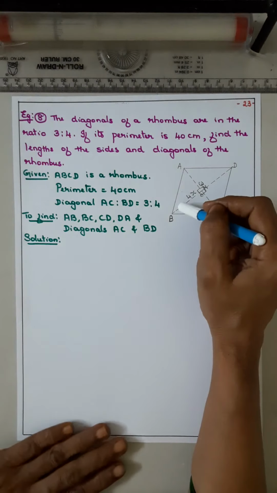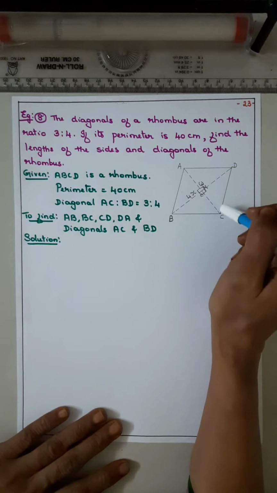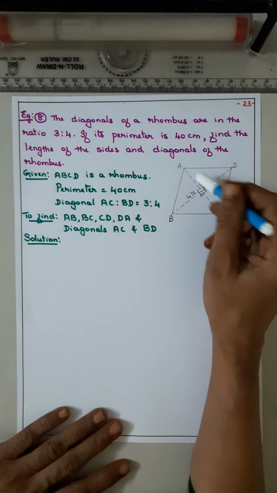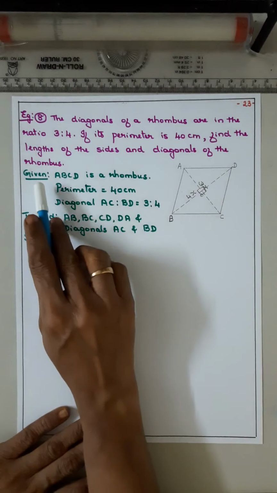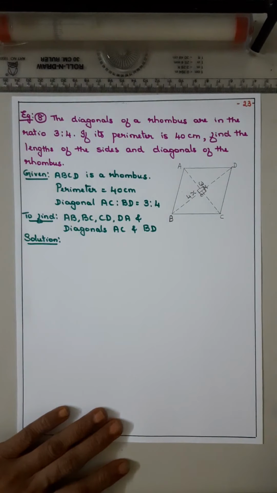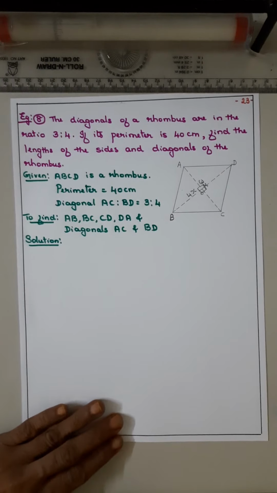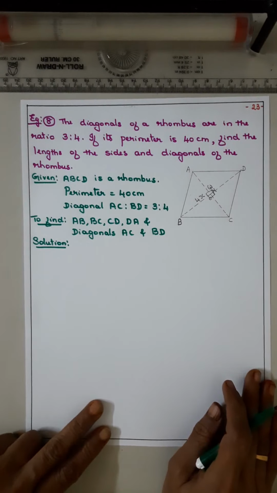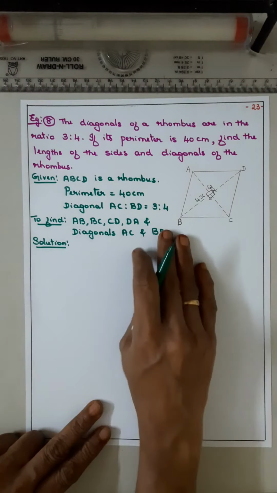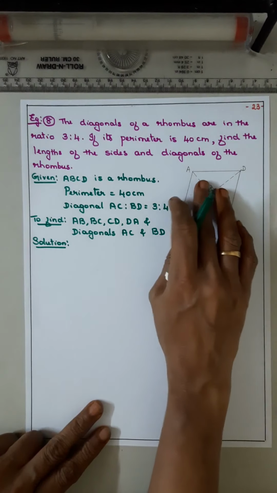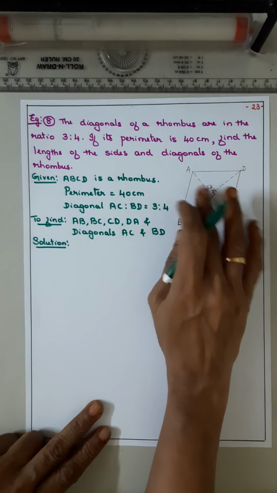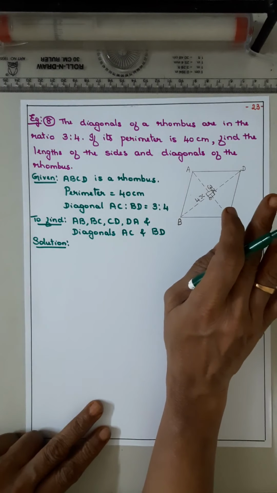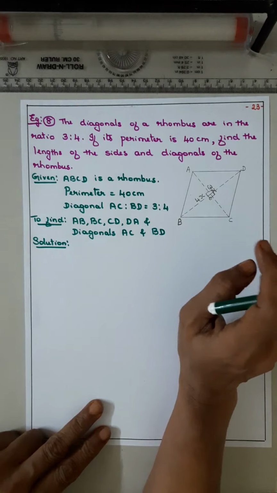The diagonals of the rhombus, that is AC and BD, are in the ratio 3:4. Given ABCD is a rhombus, the perimeter is given; perimeter means the sum of all sides, which is 40 centimeters. The diagonals are in the ratio AC to BD equal to 3:4, meaning 3x and 4x. We have to find all the sides, that is AB, BC, CD, AD, and the diagonals AC and BD. Okay, now coming to the solution.